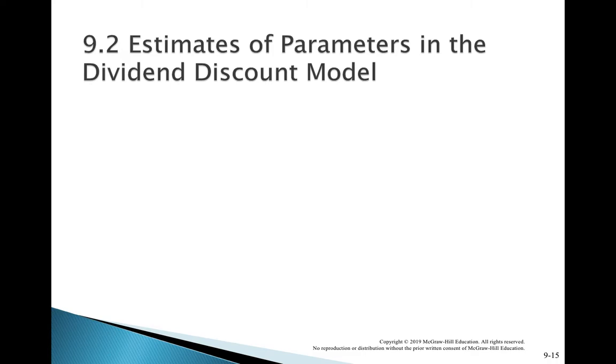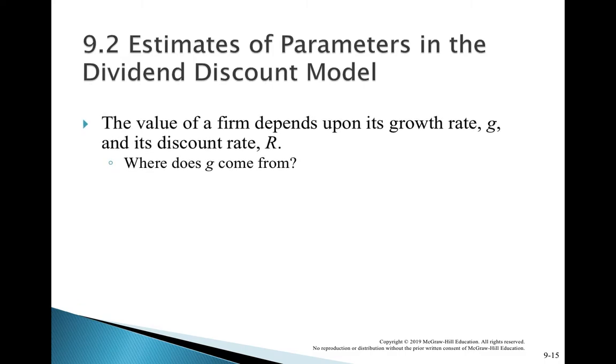What are the parameters we are normally taking in the dividend discount model? We are taking the growth rate, we are taking the cost of capital, we are taking the current dividend. So let us do it. The value of a firm depends upon its growth rate, G, and its discount rate, R.